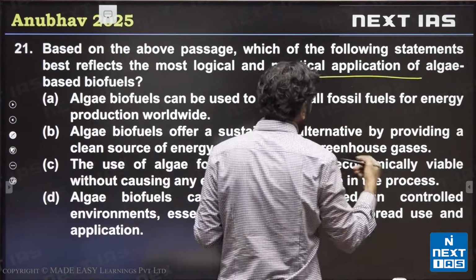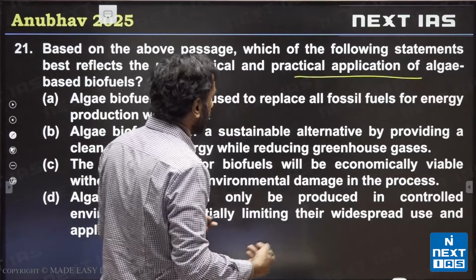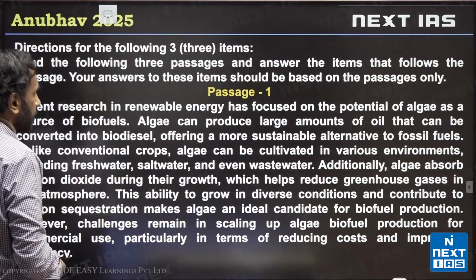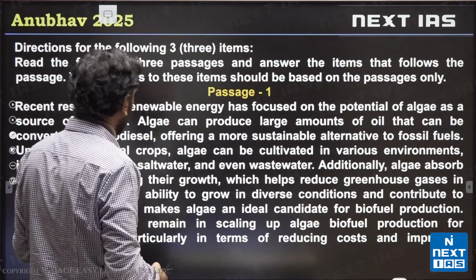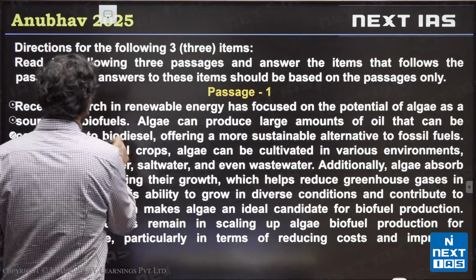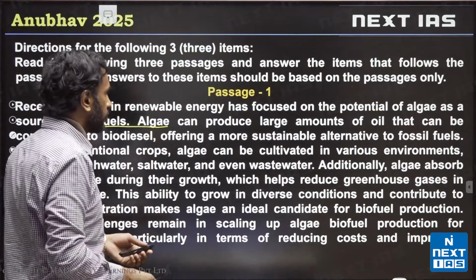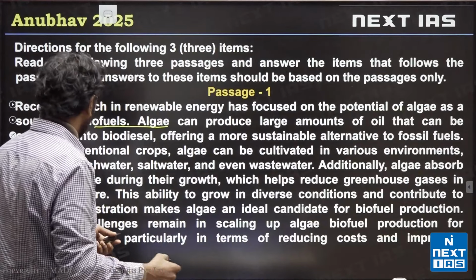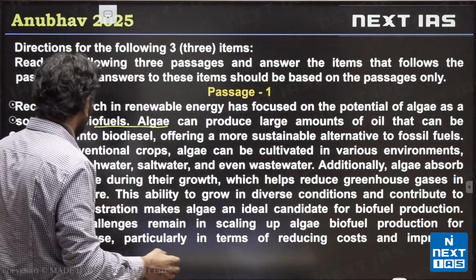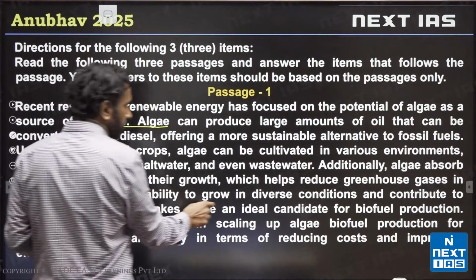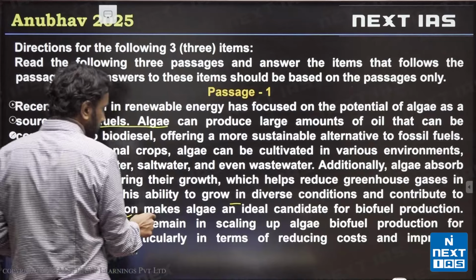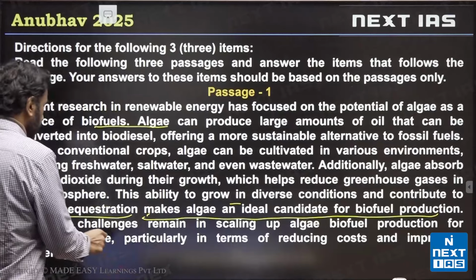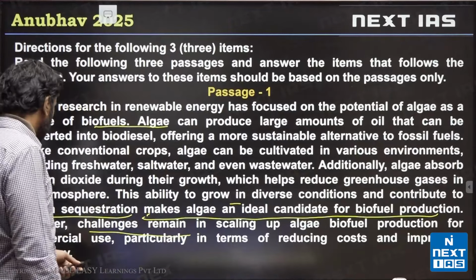So practical application based on the author's information, which of this could be a practical thing that we can do? So let's go through the passage. Recent research in renewable energy has focused on the potential of algae as a source of biofuel. It can produce large amounts of oil that can be converted into biodiesel. Unlike conventional crops, algae can be cultivated in various environments. Additionally, algae absorb carbon dioxide. This ability to grow in diverse conditions and contribute to carbon sequestration makes algae an ideal candidate for biofuel production. However, challenges remain in scaling up algae production for commercial use.